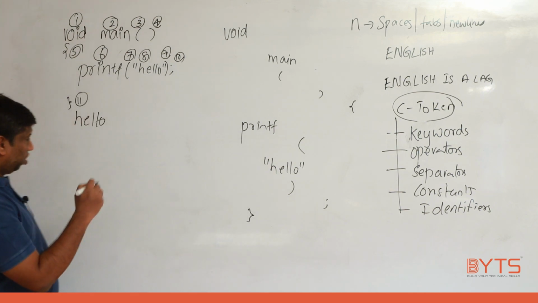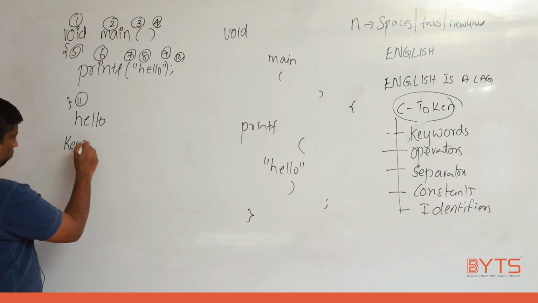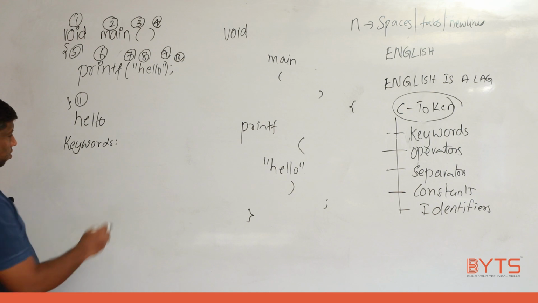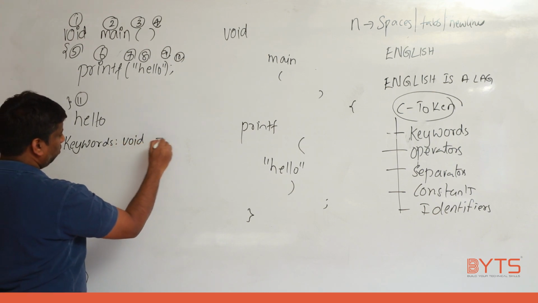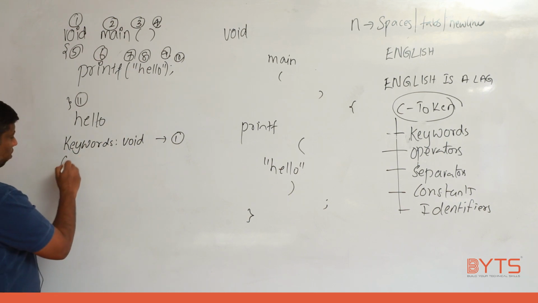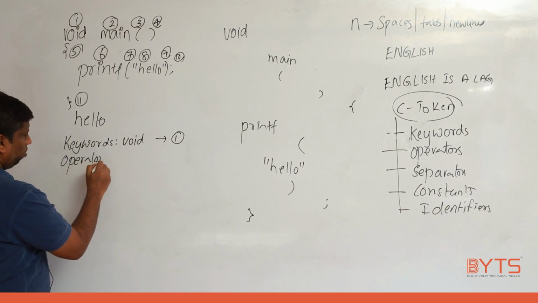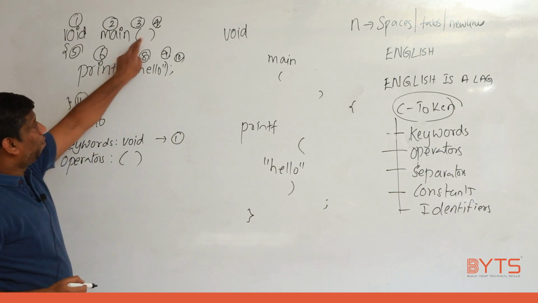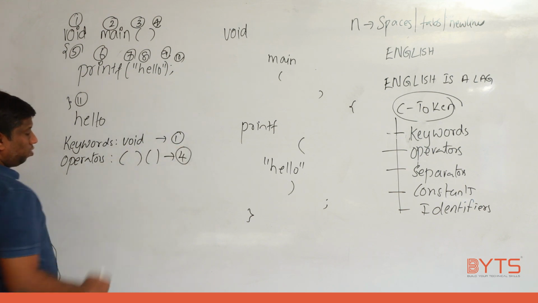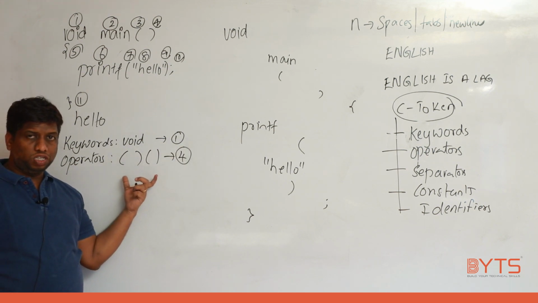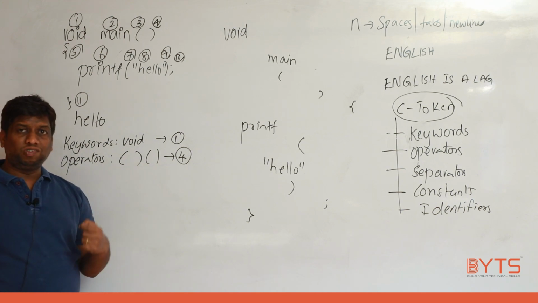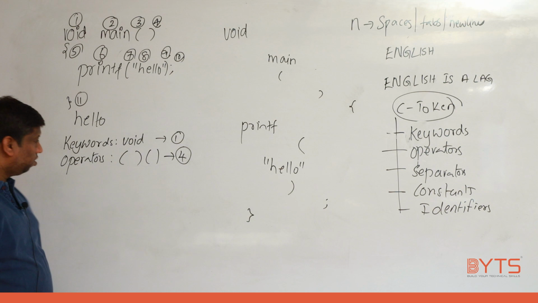Well, what are C tokens? Keywords. Is there any keyword here? Yes. What is the keyword? Void. Any operators? Well, open bracket, close bracket, open bracket, close bracket, open bracket, close bracket. 4. Some people are saying, sir, in previous videos you told these are not operators. No, there we were talking with respect to expressions, but here we are talking with respect to functions. That will come in the future. Next, separators.